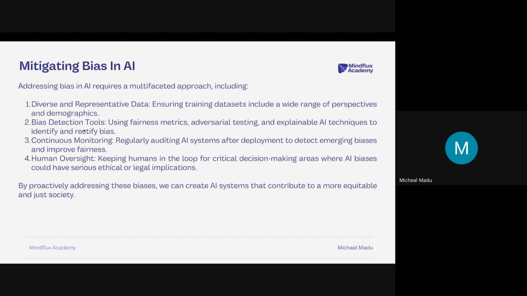Secondly, we look at bias detection tools. We have to use things like fairness metrics, adversarial testing, and explainable AI techniques to identify and rectify bias. Now, there has to be continuous monitoring. You need to keep monitoring and auditing your AI systems after deployment to detect emerging biases and improve fairness.